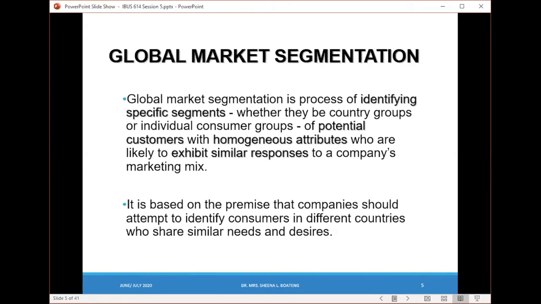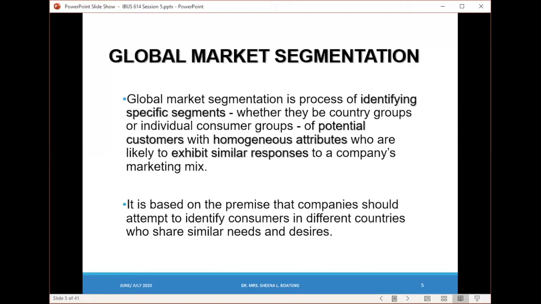So with segmentation, we are saying that the marketer has to identify these segments of people who have an interest in the company's product or service and are willing to exchange resources for it. And these segments, because of the nature of the product or service that we are selling to them, should possess certain homogeneous attributes. So certain things that are common to all of them that link them together. And that will determine the nature of responses that they will have towards the company's marketing mix.